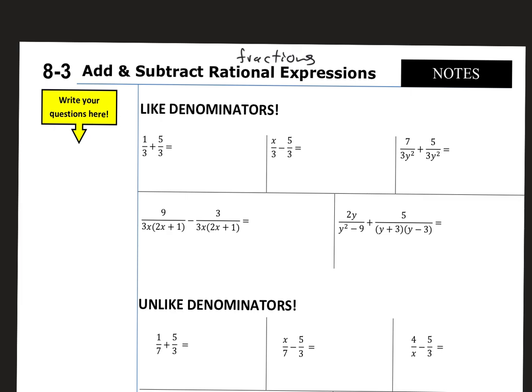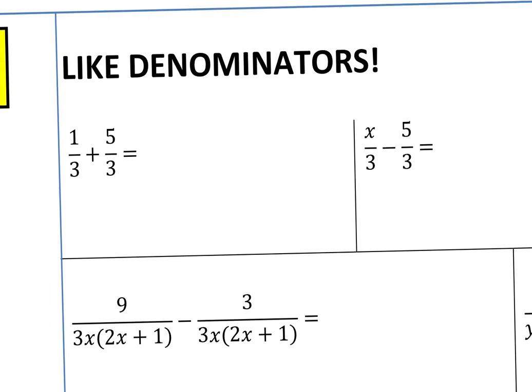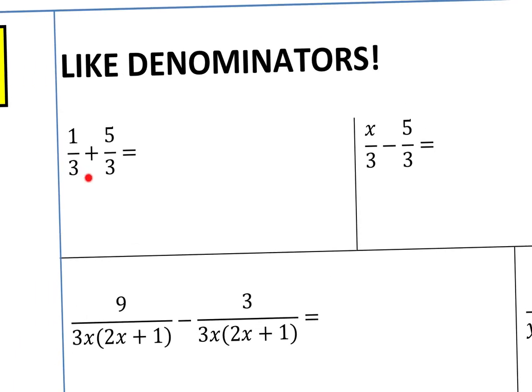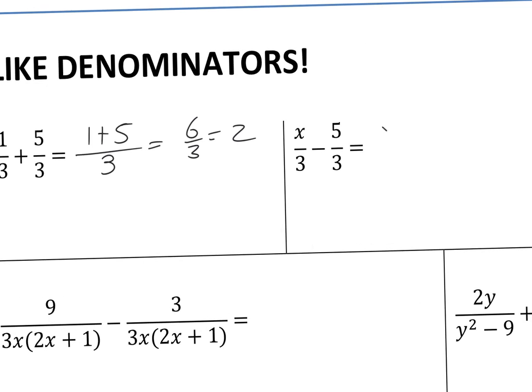That's the big trick. So same thing here, right? These ones already have common denominators, so that's easy. This is essentially the same thing as 1 plus 5 over 3 because they have a common denominator. Well, that's 6 over 3, which makes 2. So this one here is the same thing as x minus 5 over 3. And so you're allowed to do this.